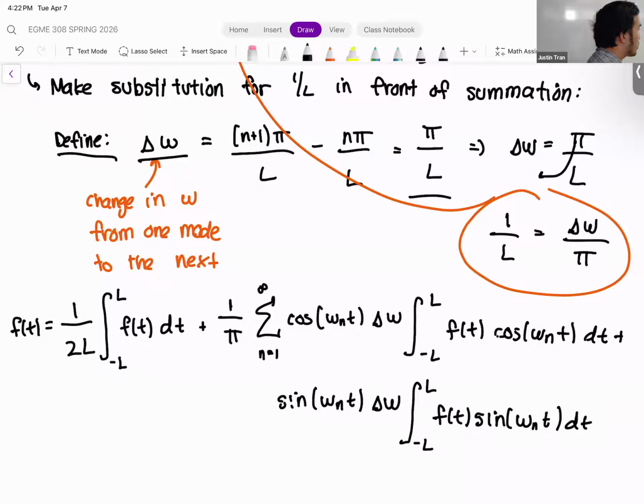We get a little bit of a monstrosity here, but this is as bad as it gets. So now we are going to take the limit, and that is going to simplify things a bit for us.